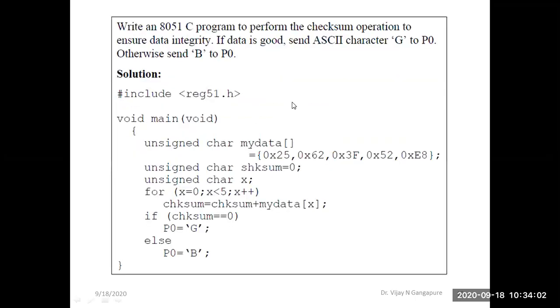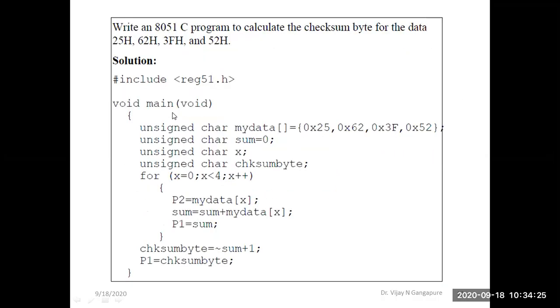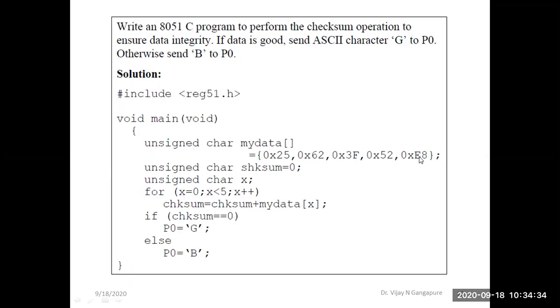So for that, a program is written. Write an 8051 C program to perform the checksum operation to ensure data integrity. If data is good, send ASCII character G to port 0, otherwise send B to port 0. G means data is good, B means data is bad. Now see here, for that the program is written. From the previous example, all these same 4 bytes are taken together with the checksum byte, which we get after running the previous program, and that is E8.